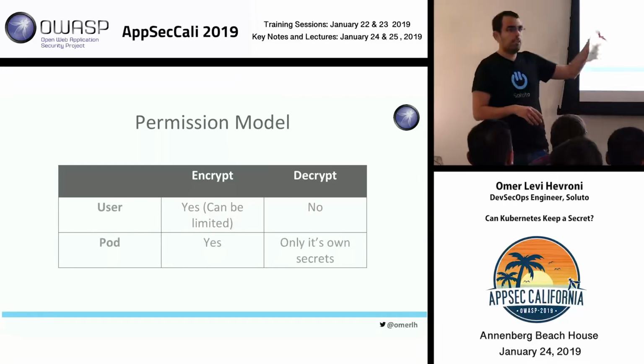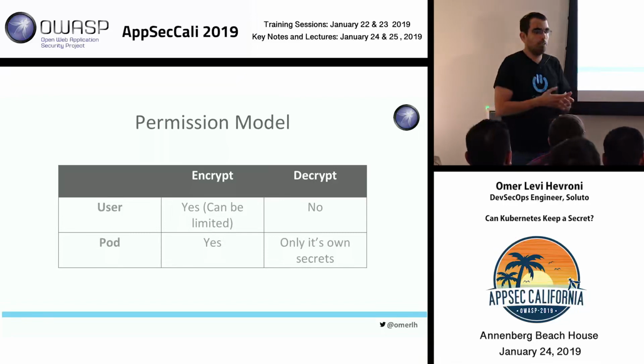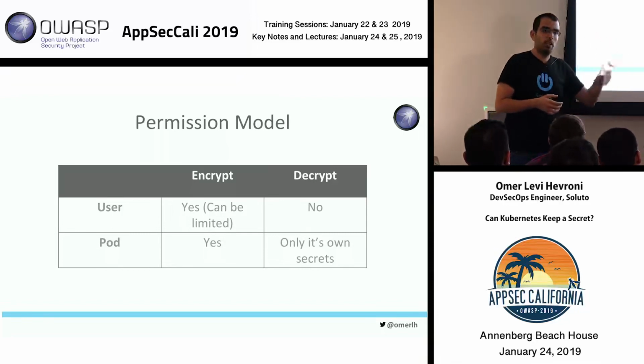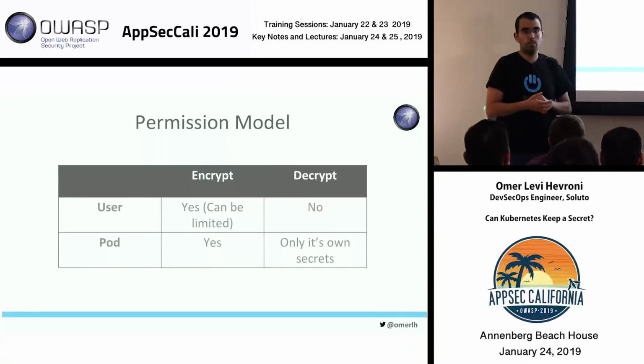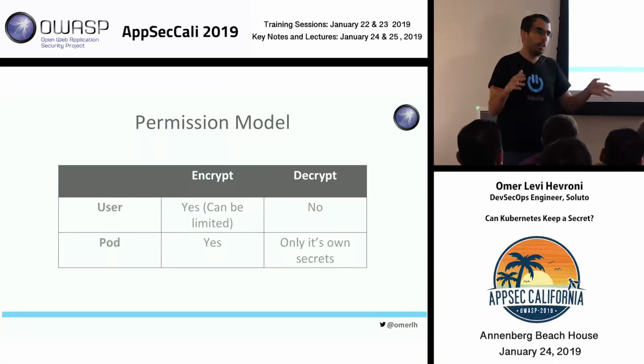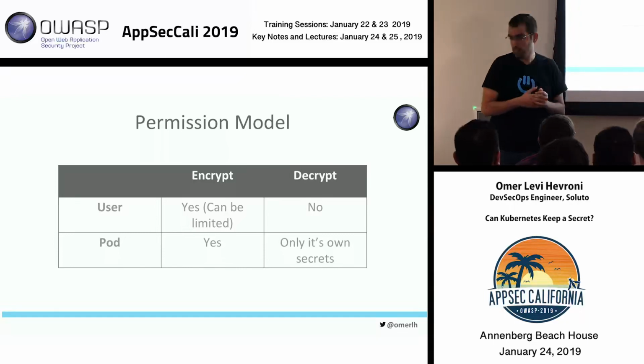The pod, for example, can encrypt because we don't care, and the pod can decrypt a secret only if it was encrypted for the service account used by the pod. So even if we have a compromised pod, it's very limited what it can do. It cannot decrypt secrets for all the applications, only for the specific pod.